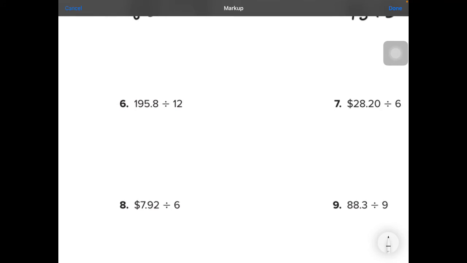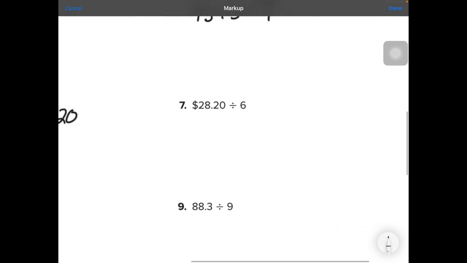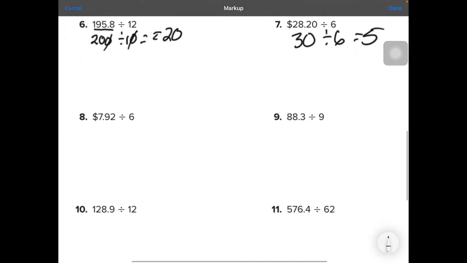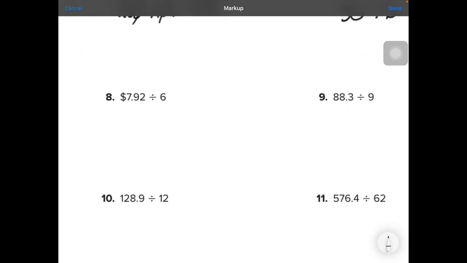Number 6. Now this is where you can change both the numbers. This number is really close to 200, but 12 doesn't really go into it very nicely, but 10 does. Remember the rule of zeros? You can cross off each of those zeros, and 200 divided by 10 would be 20. Number 7, 28.20 would get along a little bit better with 30, because 30 is compatible with 6.